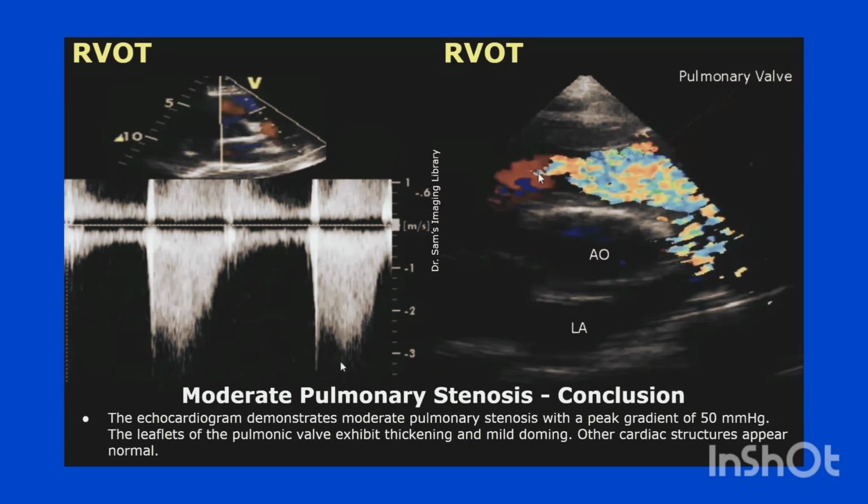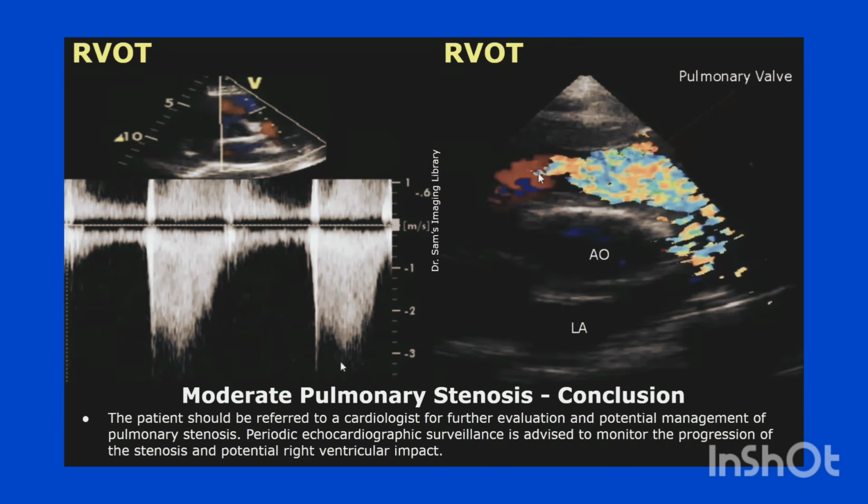Here is the conclusion. The echocardiogram demonstrates moderate pulmonary stenosis with a peak gradient of 50 millimeters of mercury. The leaflets of the pulmonic valve exhibit thickening and mild doming. Other cardiac structures appear normal. The patient should be referred to a cardiologist for further evaluation and potential management of pulmonary stenosis. Periodic echocardiographic surveillance is advised to monitor the progression of the stenosis and potential right ventricular impact.